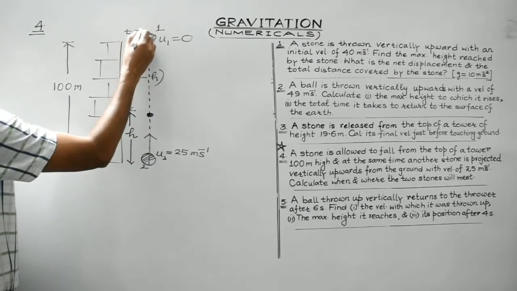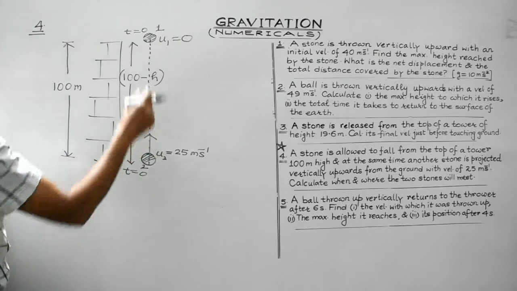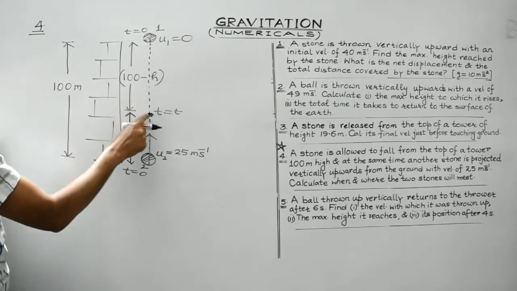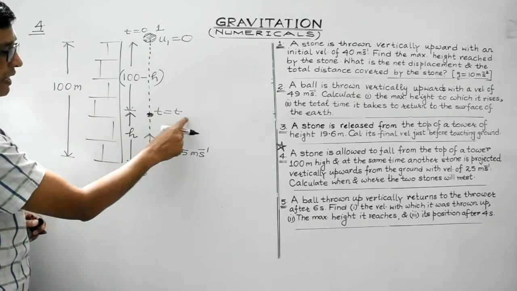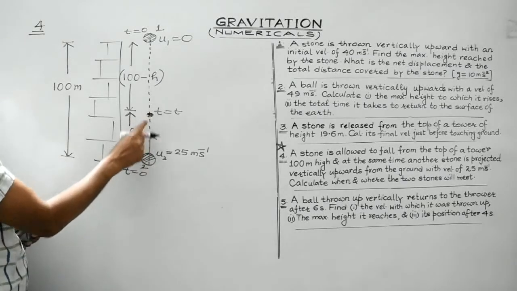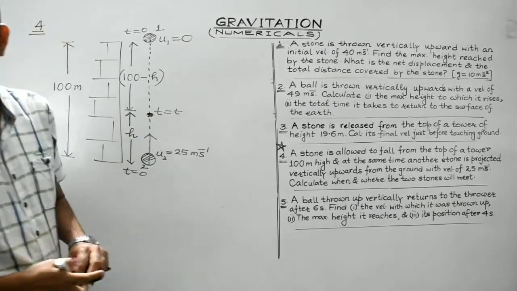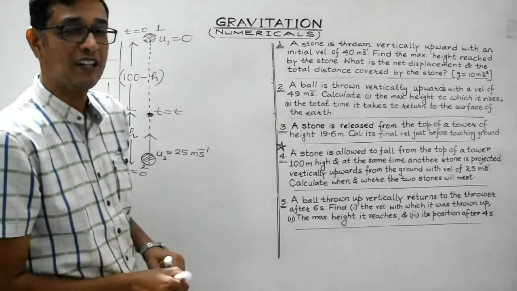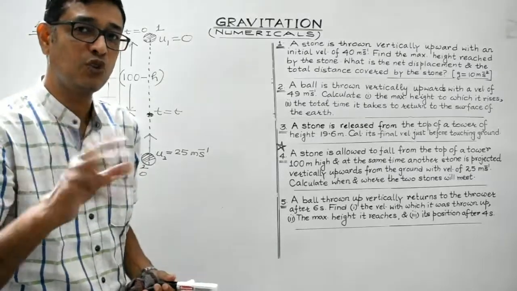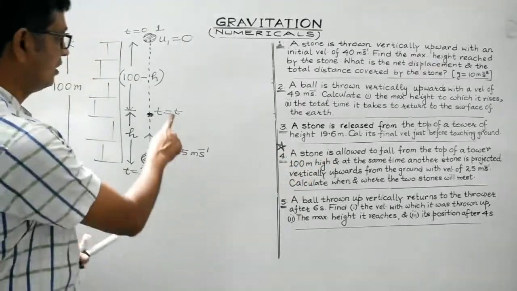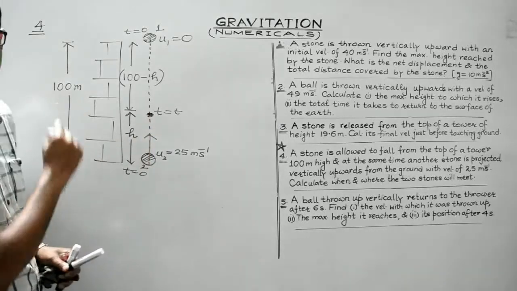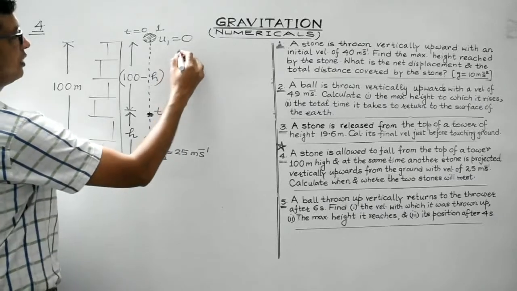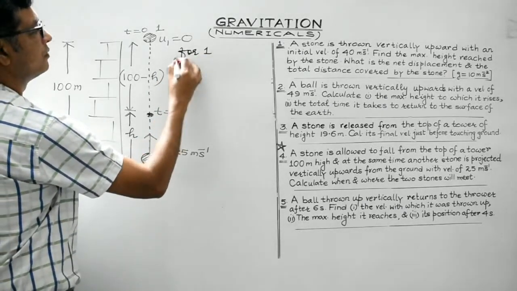Now, initially the two balls are placed at these positions, and in time t, the first ball will cover a distance of 100 minus h, while in the same time t, the second ball will cover a distance h. Clear? So using this information, we can construct two equations for ball 1 and ball 2. And then by using those two equations, we can easily find out the time t as well as the height h from the ground where the two balls will meet. Right? So let's construct the equation for ball 1.